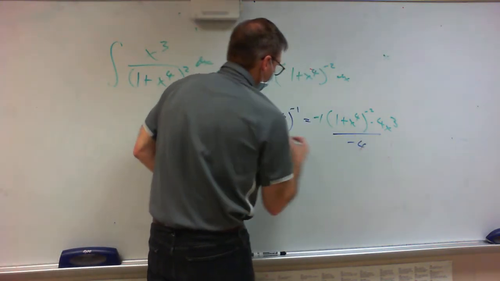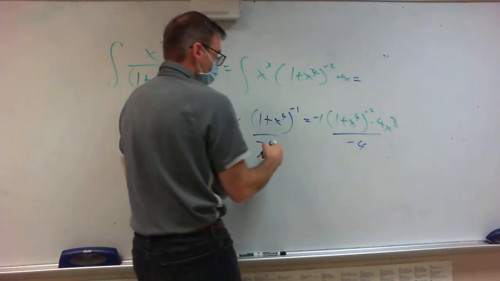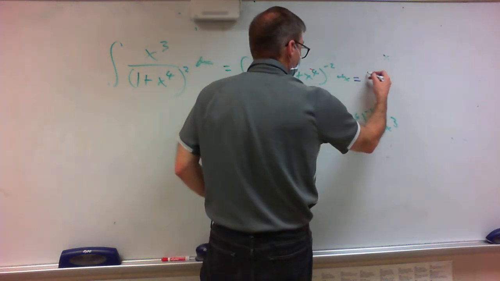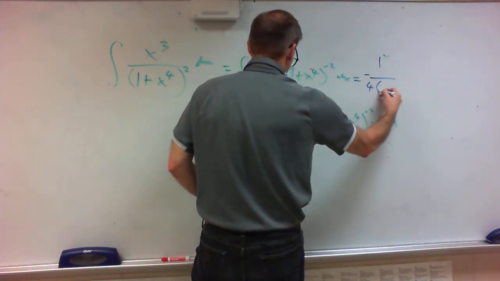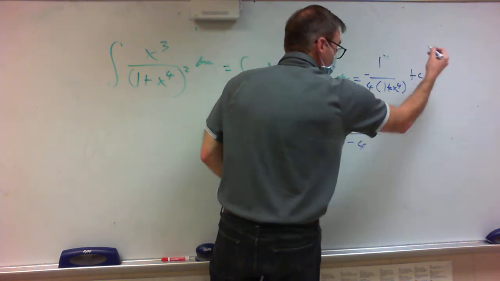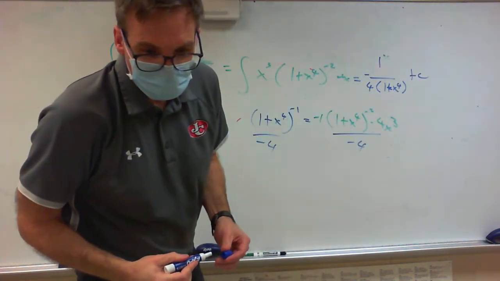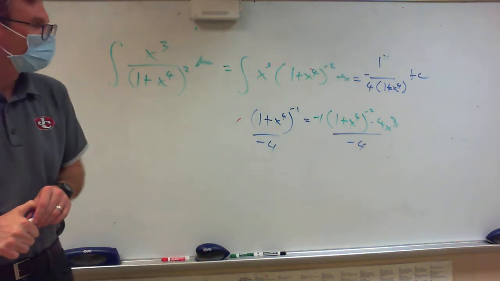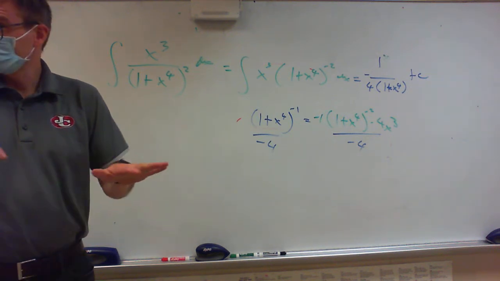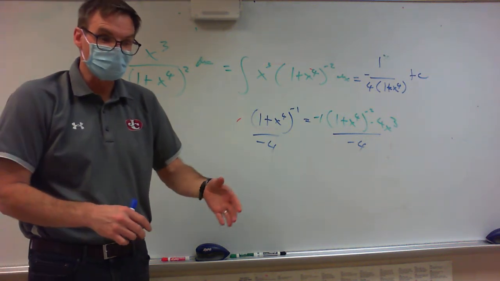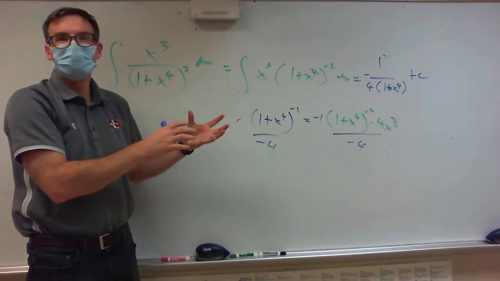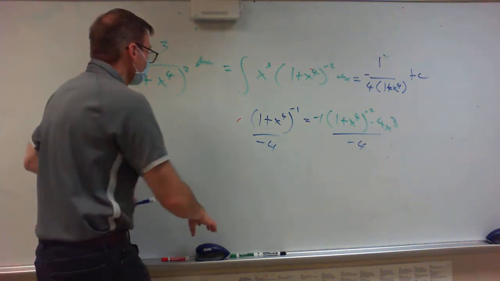If I divide by -4, now I don't want negative exponents in my final answer. So I end up with -1 over 4 times 1 plus x to the 4th to the 1st power, plus c. Part of what I'm trying to do today is train you to see what's important, because in an integral, there are some things that are more important than others.